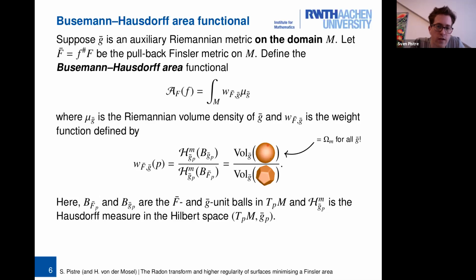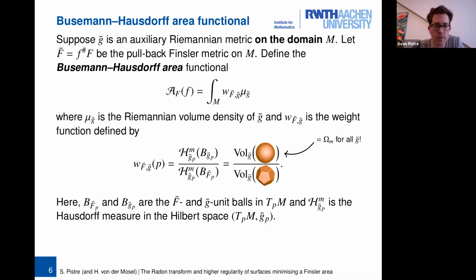And also note that actually the numerator here will always be a constant. So whichever auxiliary Riemannian structure you take, you will always have that this ball will have the classical measure of the unit ball in R^m. And I will denote this by this constant omega m. Okay, so basically the functional is the same as the Riemannian one with this density, with this weight in front.